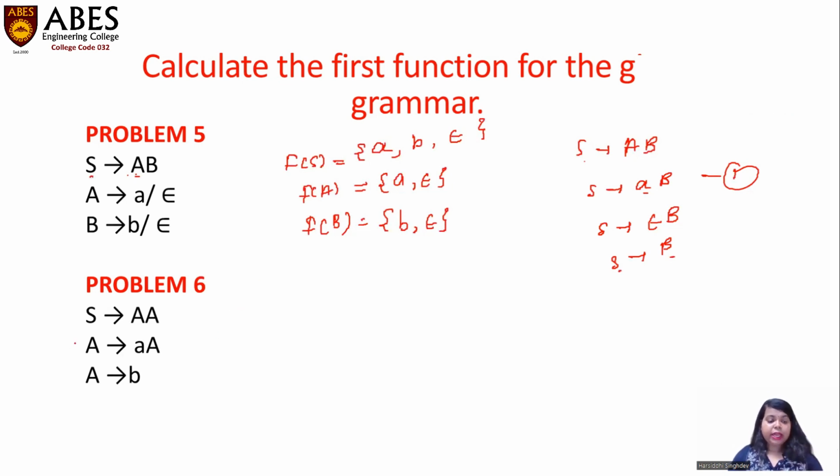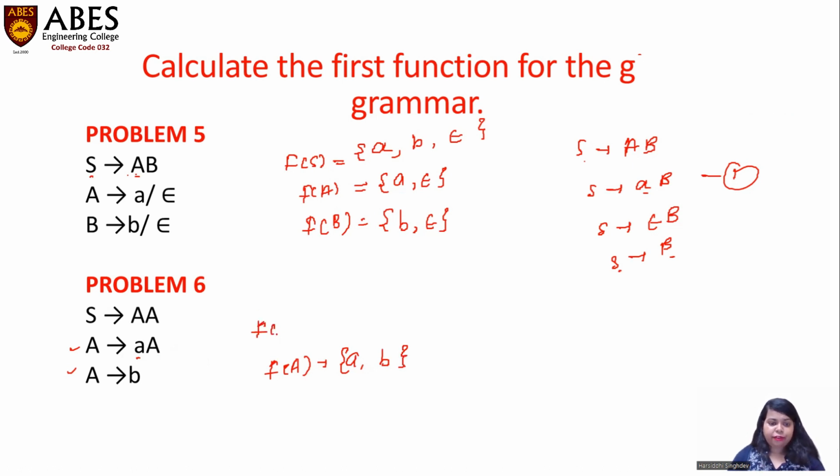Okay, now this case. Here, watch carefully. We have both the productions of A. So when we write first of A, what will we get? First of A will be this small a and small b, sorry. Small a and small b.